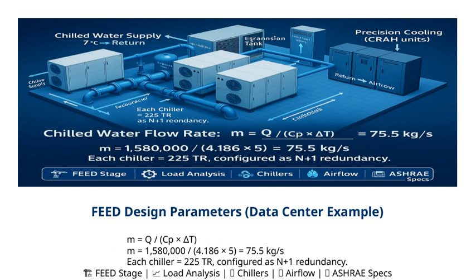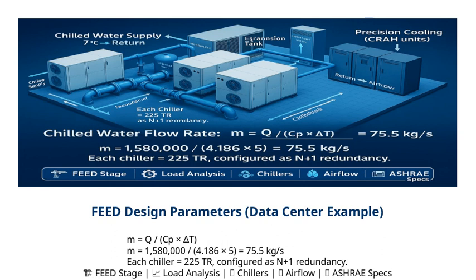Next, each chiller is rated at 225 TR, tons of refrigeration, and they're configured with N+1 redundancy. That means we have one extra chiller on standby, ensuring continuous operation even if one unit needs maintenance or experiences a fault.